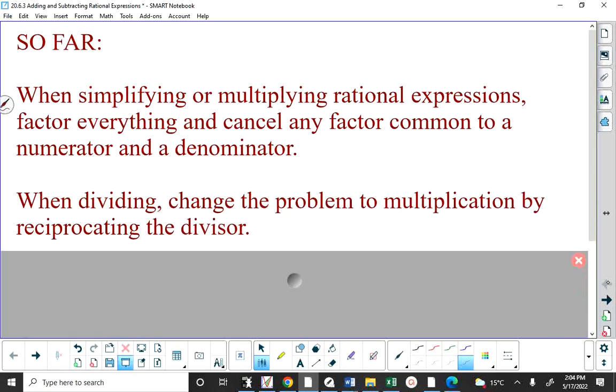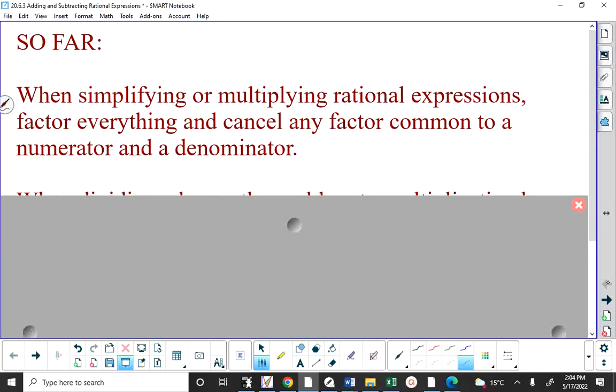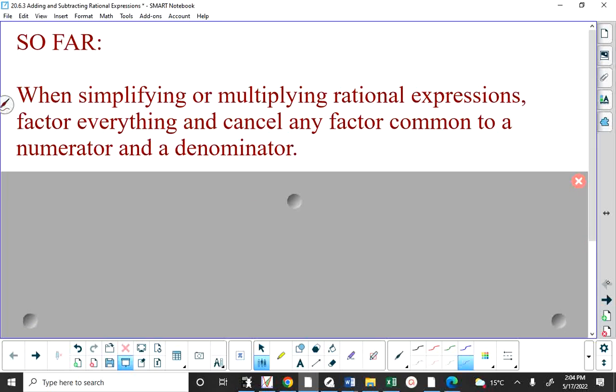The only thing we learned beyond that is that when you're dividing, you change the problem to multiplication by multiplying by the reciprocal, which if you think about it then, as soon as you do that, you're doing this. It's all about factoring and canceling.